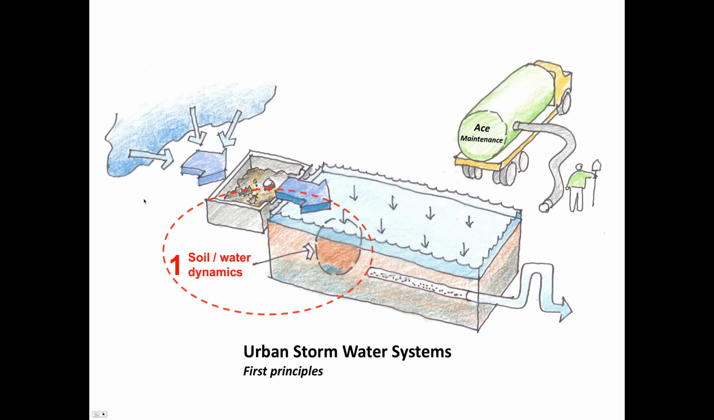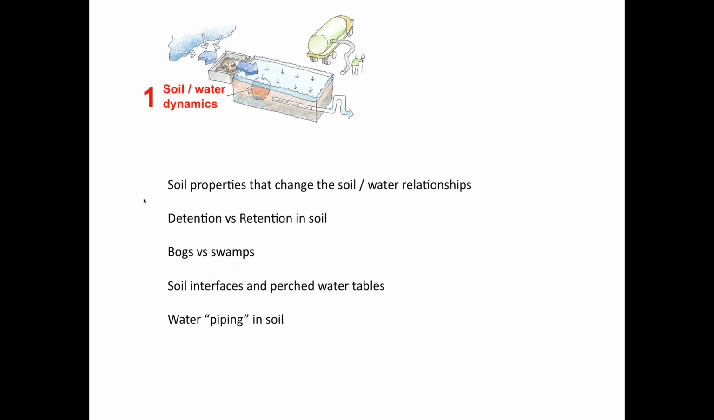Here we go. So I thought we'd start with a little bit of soil water dynamics. How does water interact with soil? Because this first principle will apply to most of the other principles. And we're going to look at how soil properties change these relationships, a little discussion on what really happens in soil with detention versus retention, bogs and swamps, and why we want bogs and not swamps, soil interfaces, and an important item called water piping, which is one that most of us are missing.